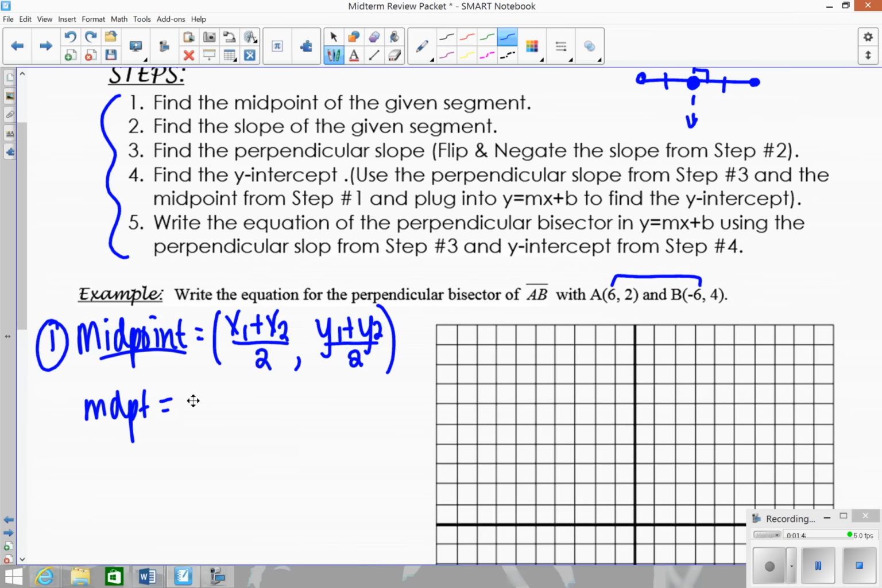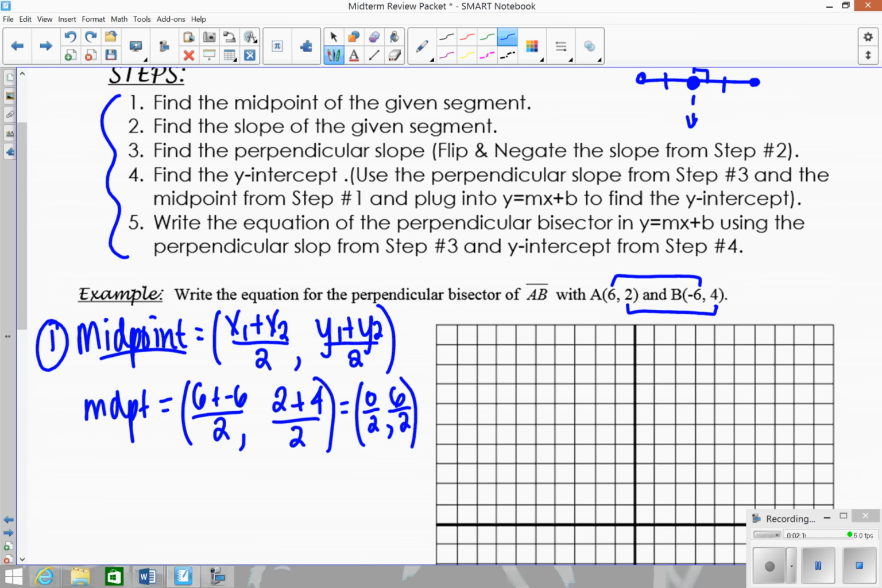So I'm going to add the x's. I have 6 plus negative 6 over 2. And then I'm going to add the y's, so 2 plus 4 over 2. Then you just simplify each piece. 6 plus negative 6 is 0 over 2, comma, 2 plus 4 is 6 over 2.